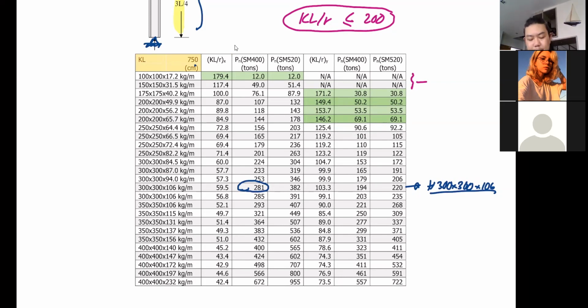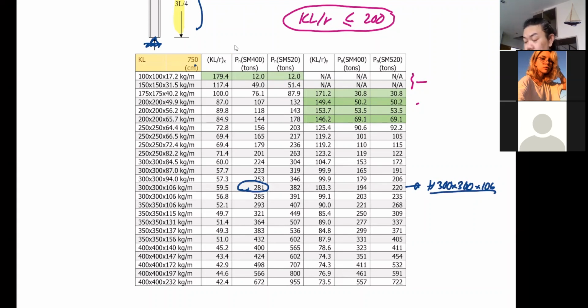Okay. Yeah. Good spot. But one thing that nobody spotted is why are these painted green? You see that? It's green, right? It's green. Why? And you notice that for the P nominal the numbers are the same. Because these green numbers are when the compression members are in the elastic region.